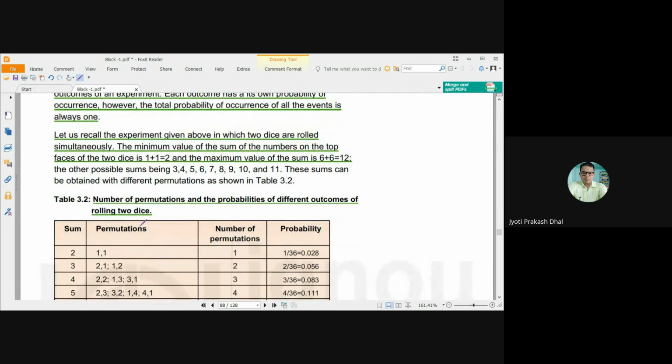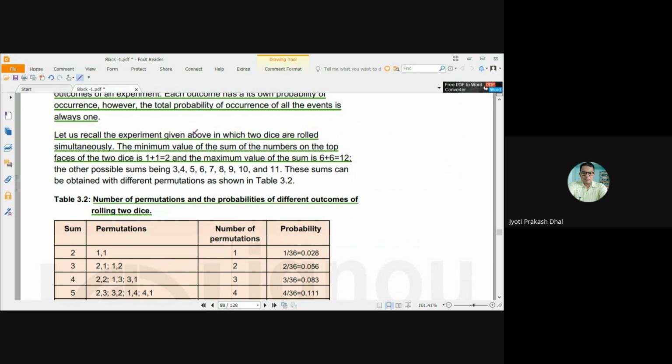Now let us recall the experiment given above, in which two dice are rolled simultaneously and we consider the sum of the numbers on the top faces of the two dice. The minimum value of the sum will be 1 plus 1, that is 2, and the maximum value of the sum will be 6 plus 6.